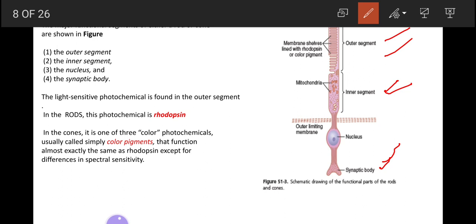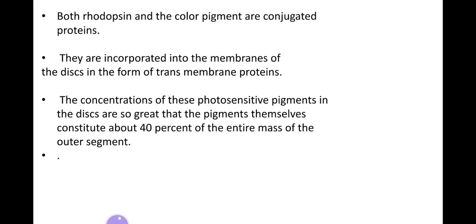The light sensitive photochemical present in the outer segment of the rods is the rhodopsin. As I have already told you, in the cones it can be one of the three color photochemical pigments, known as the color pigments, that function almost exactly the same as rhodopsin except for the difference in the spectral sensitivity.